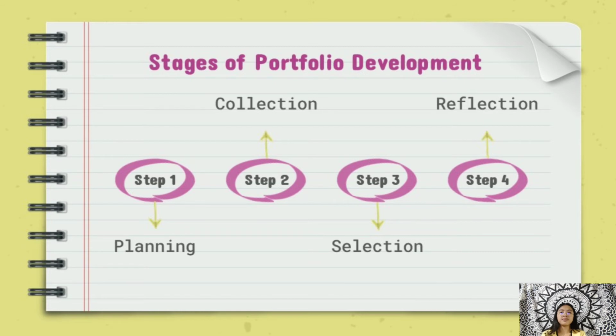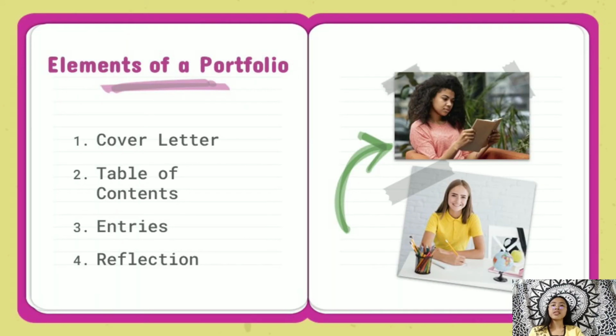So the following are the elements of a portfolio: the cover letter, table of contents, entries, and reflection. The cover letter should include one or two paragraphs highlighting relevant personal goals and experiences of the student in relationship to the goals and purpose of the portfolio. Next is the table of contents. To ensure that the portfolio is functional and readable, you should include a table of contents with numbered pages.